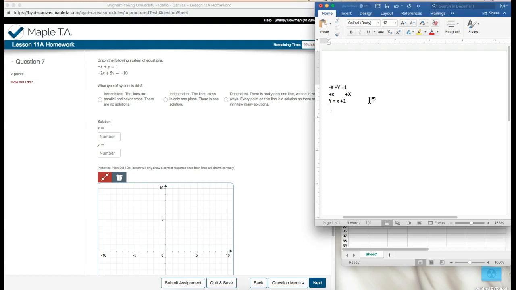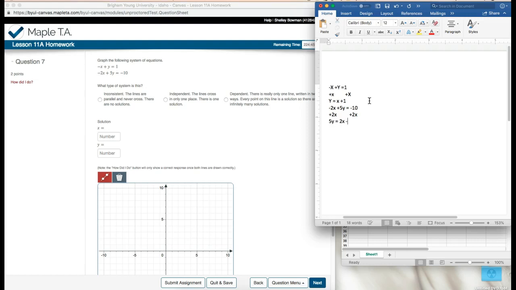So the next one is going to be negative 2x plus 5y equals negative 10. Again, we want to solve for y. So I'm going to add 2x to both sides to remove it from the left-hand side. So negative 2x plus 2x is 0, and negative 10 plus 2x is negative 10 plus 2x, but I want the 2x to go first.